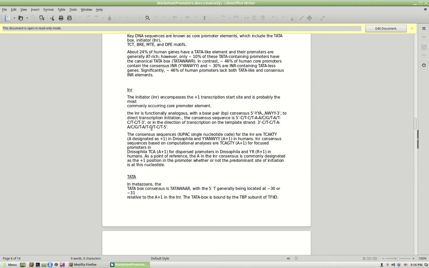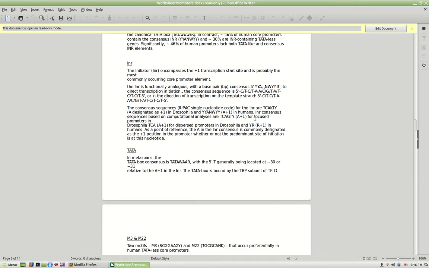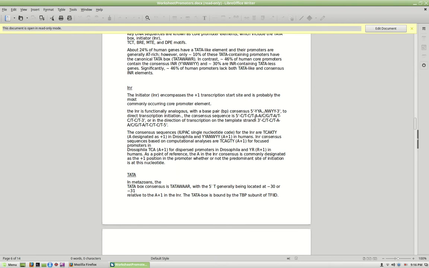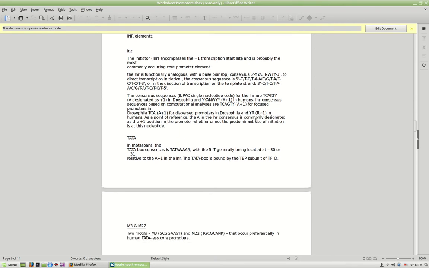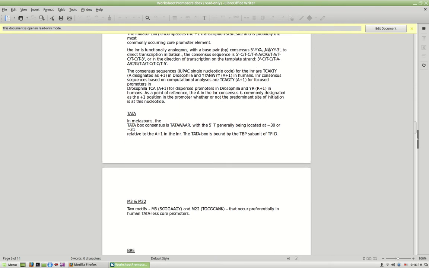We already learned about what Y and W are, so you don't have to use your slashes here. They are the IUPAC names for those. That was in the previous video where I explained that. So go back to that and make sure you figure out what these sequences are.